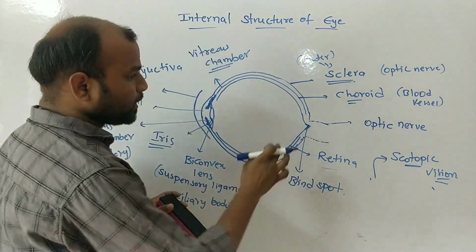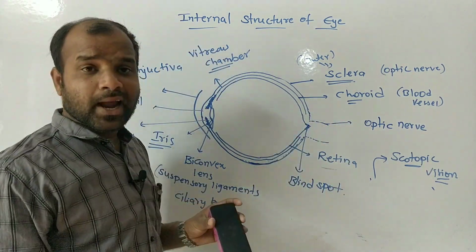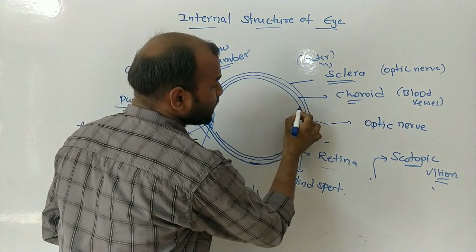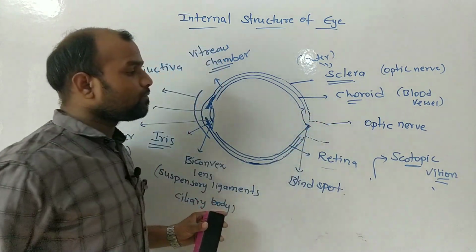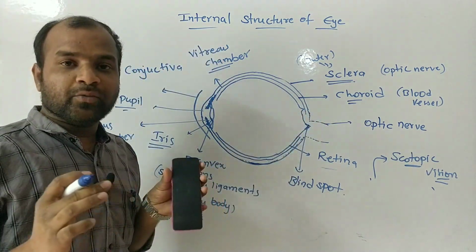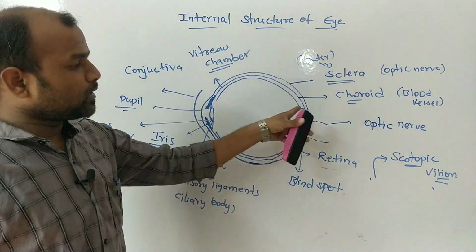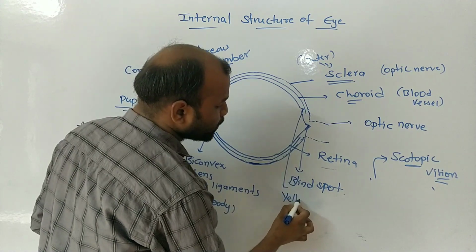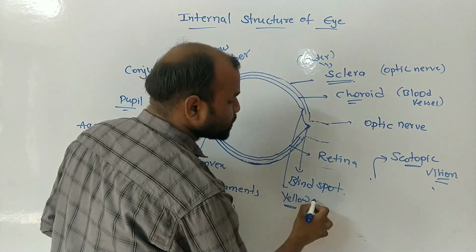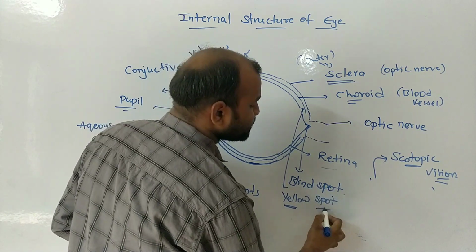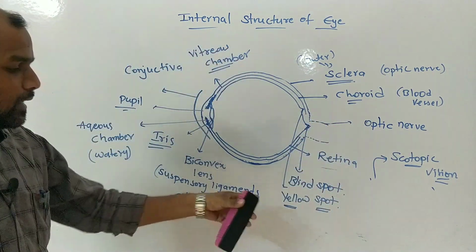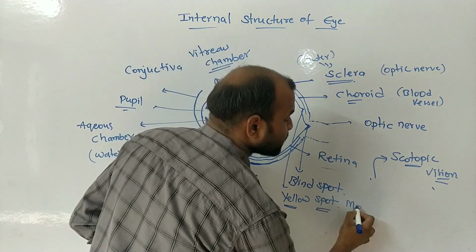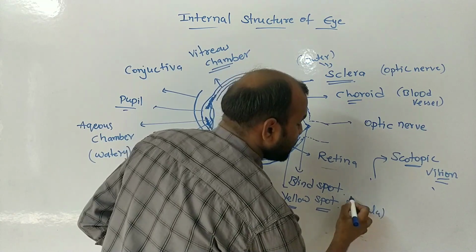On the lateral side of this blind spot, a heavier number of photoreceptor cells are present. This portion of the retina is called the yellow spot. The yellow spot is also called the macula.